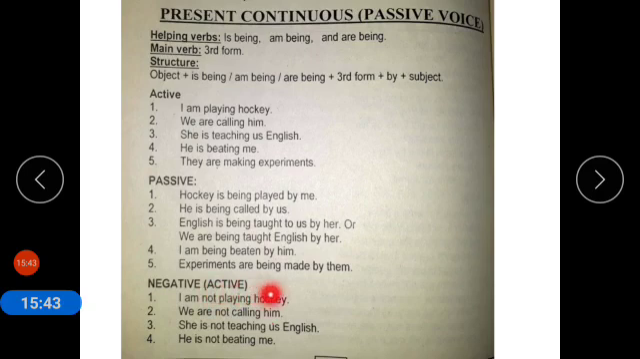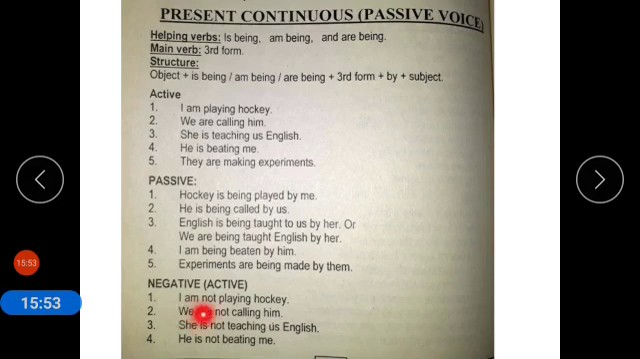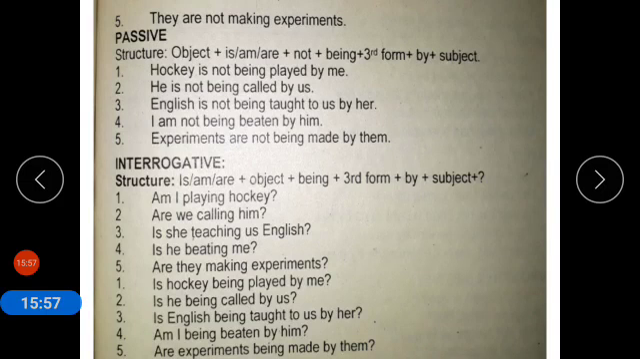How to change into negative? I am not playing hockey. Hockey is not being played by me. We are not calling him. He is not being called by us.